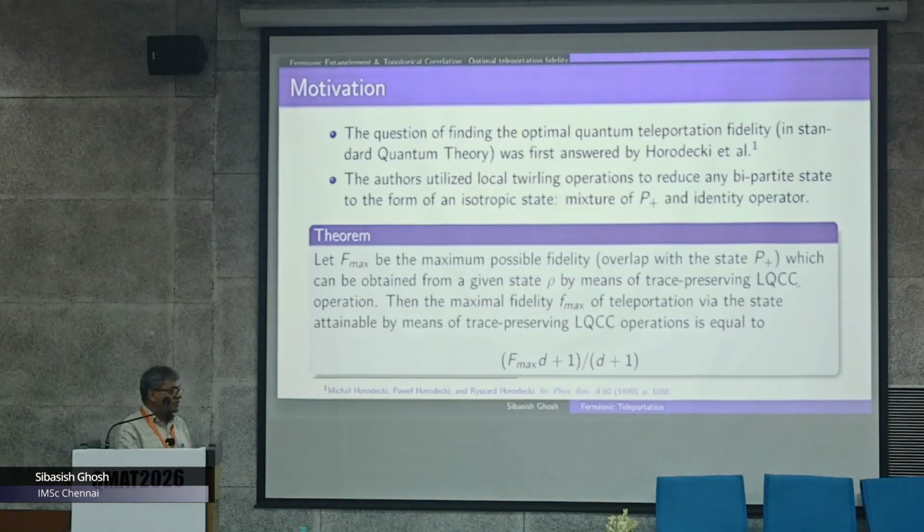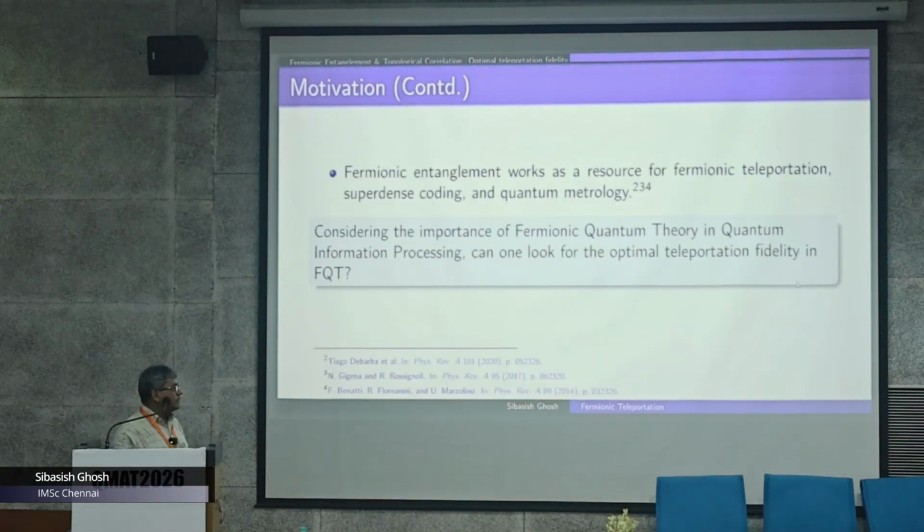If you want to send states of a d-dimensional system, it is F_max times (d+1) divided by (d+1), where this capital F_max is what is known as the maximum singlet fraction. So if you have your shared state, what is the maximum overlap of it with a maximally entangled state? But this is for standard quantum theory, where we only consider systems of distinguishable particles. So what happens if we want to go beyond systems of distinguishable particles? Say, for example, if I want to do quantum teleportation with fermions, what will happen to that?